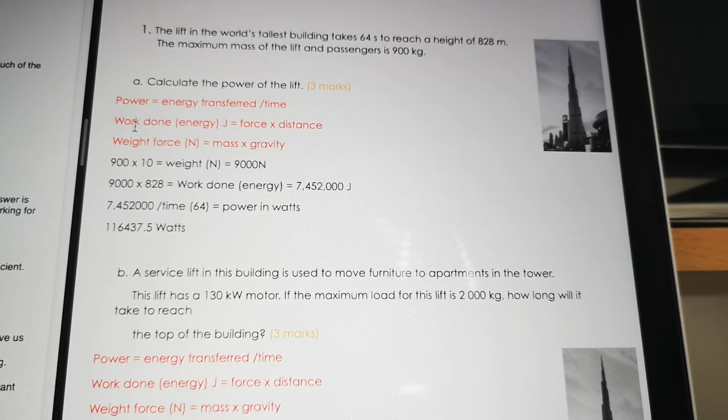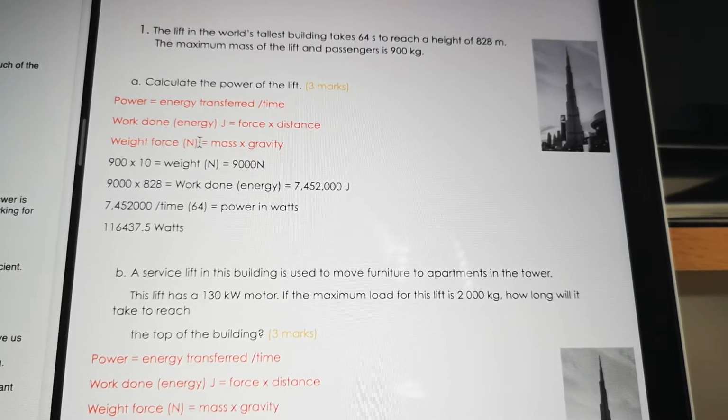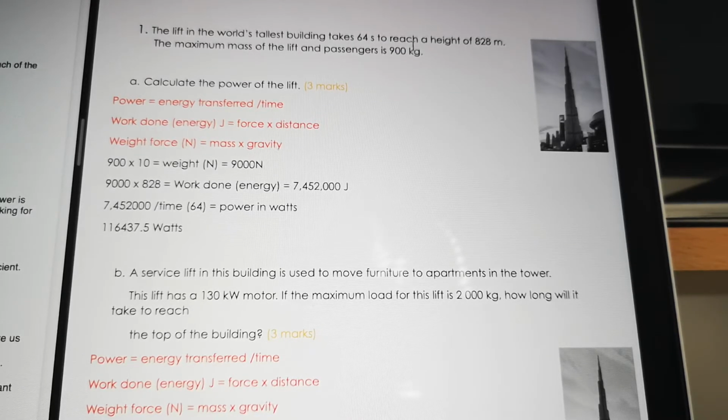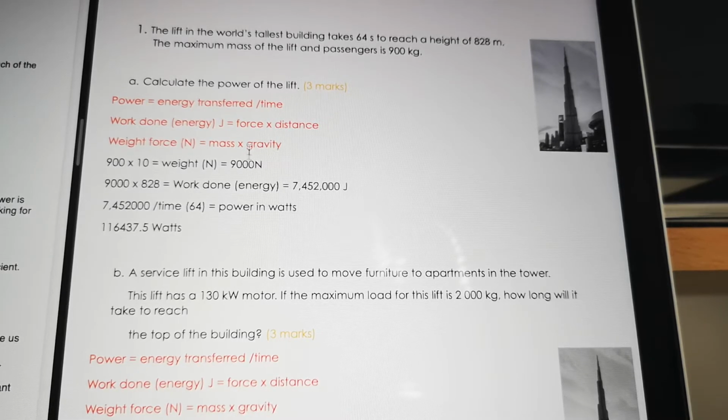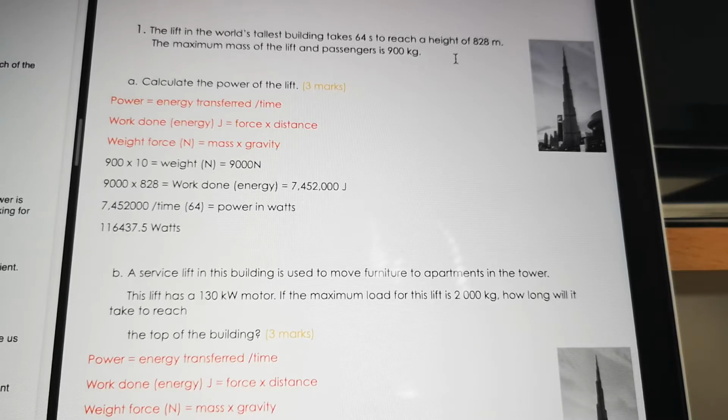Okay? We can get energy by calculating force times distance. We have distance, but we don't have force. We can get the force by timesing the mass by gravity to get the weight. And as you know, weight is a force. Okay, so what we do is we take the mass, which is 900, we times it by 10, because that's gravity on Earth, to give us 9,000 newtons. And we take 9,000 and we multiply that by the distance. That will give us 828 meters.